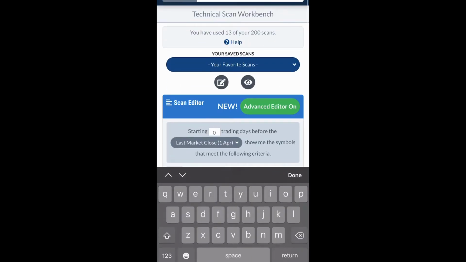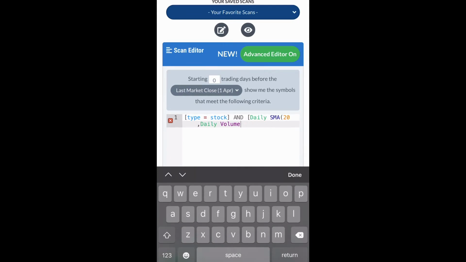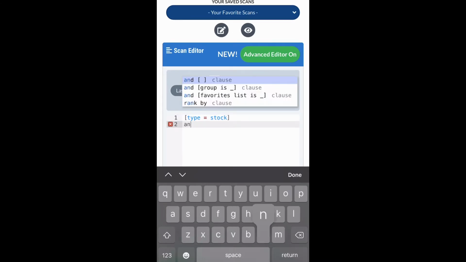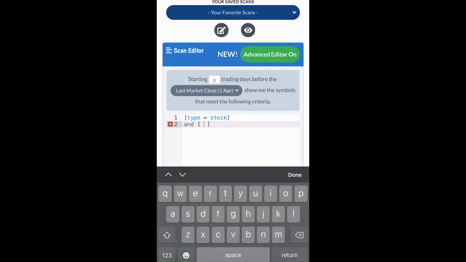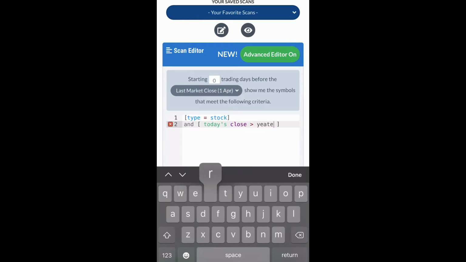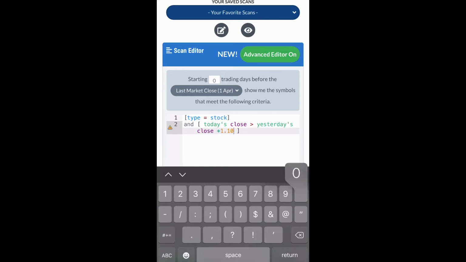From here, you're going to make the first line, just type is stock, and we are going to do the same as yesterday, which is looking for today's close to be greater than the close of yesterday plus 10%. So 10% greater than yesterday's. So to do that, we're going to look at today's close to be greater than yesterday's close times 10%, which is 1.10.